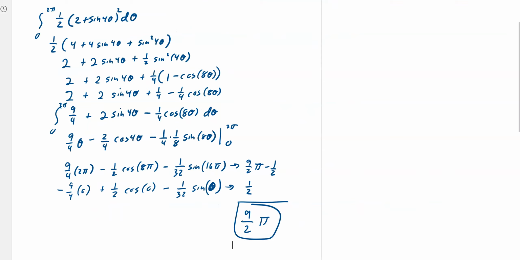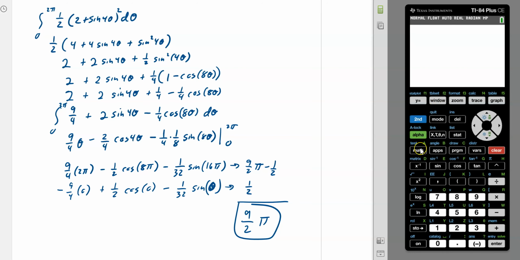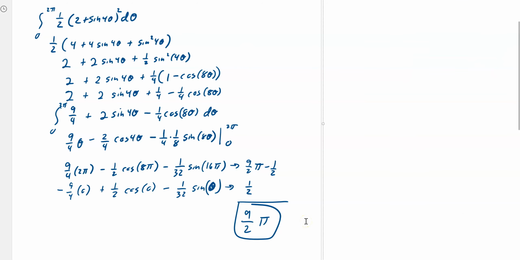So now if we check it in our calculator, we hit math 9, 0 to 2 pi, and then 1/2, parenthesis, and now we're going to enter in our 2 plus sine 4 theta, 2 plus sine 4 theta. And you notice it's putting in theta now because our calculator is in polar form. So I have my 2 plus sine 4 theta squared d theta. I hit enter. And now if I check that, 9 times pi divided by 2, it gives me the exact same answer. So we're good.